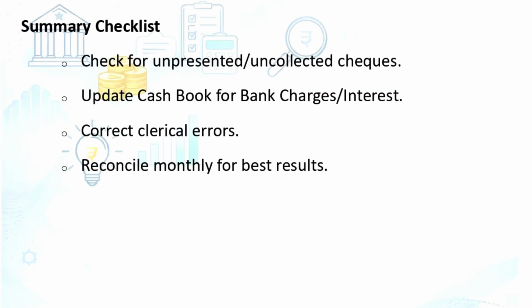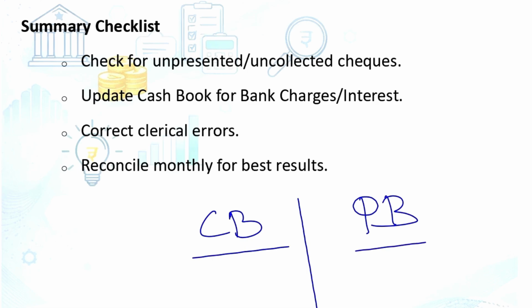Now I will briefly revise what we have discussed so far. First, we have to compare the passbook with the cash book. Next, adjust the entries, find out the irregularities and reconcile the entries. Do this at the end of every month to ensure control of your business.